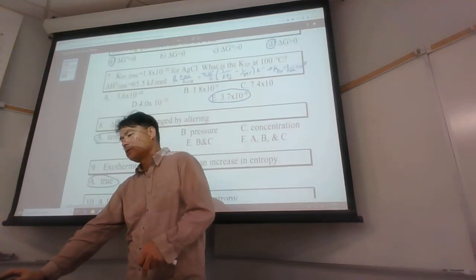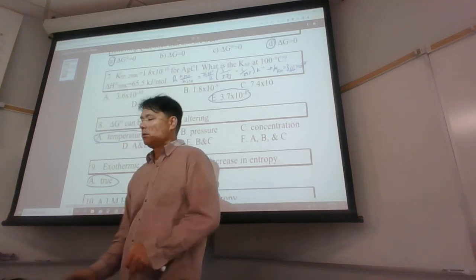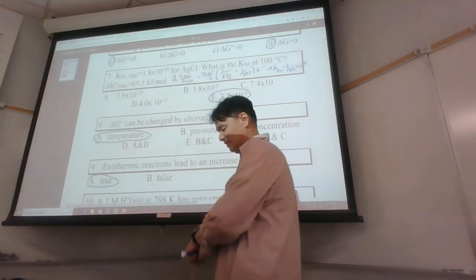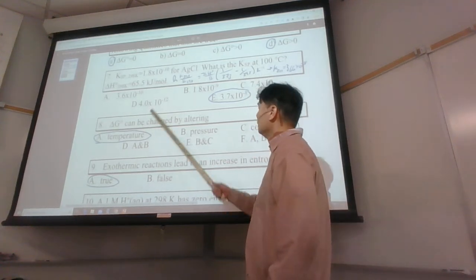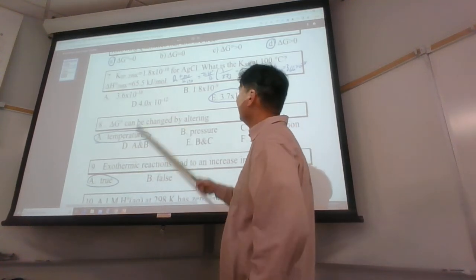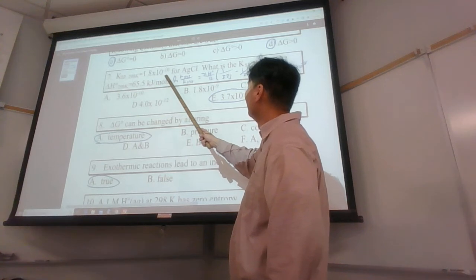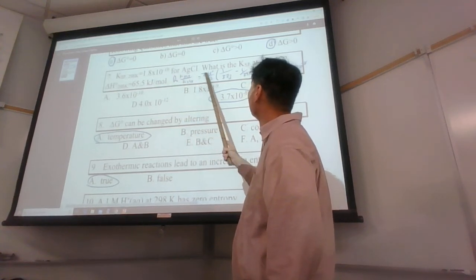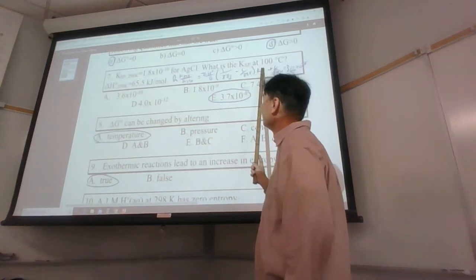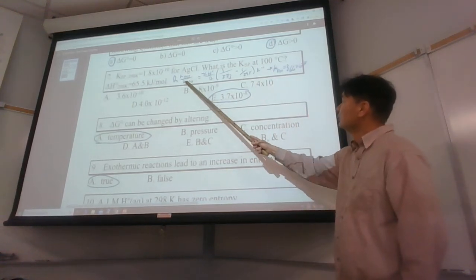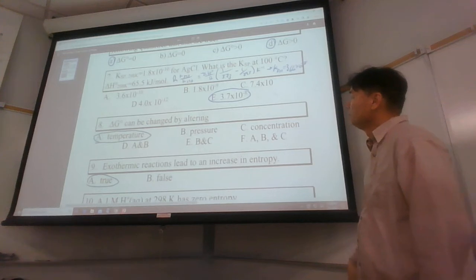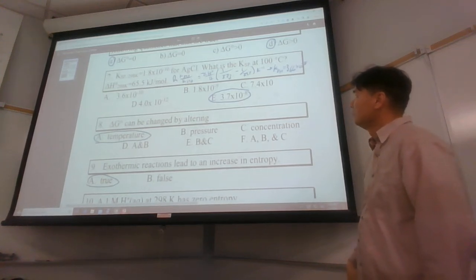Well, it's kind of a weird question. Number 7 here. Let's see. KSP at 298 is 1.8 times 10 to the minus 10 for silver chloride. What is the KSP at 100 degrees C? So what we use is this equation. This is the Van't Hoff equation.